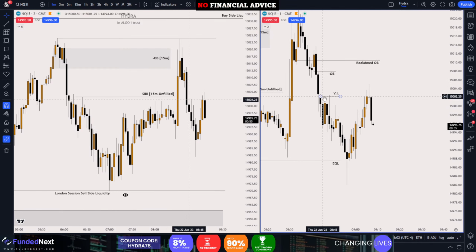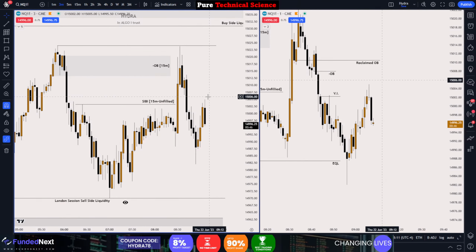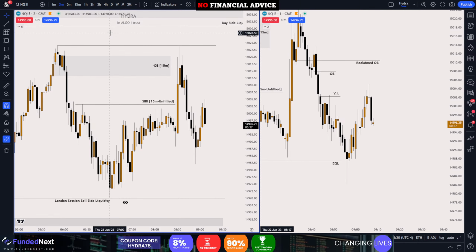So as you can see, price came all the way up and hit this fair value gap again. This 3-minute fair value gap. So do you guys see now? A 3-minute fair value gap is a unicorn. Sorry, a 3-minute chart. What am I saying? Not a 3-minute fair value gap, but a 3-minute chart is a unicorn.